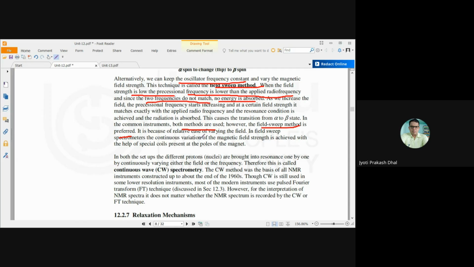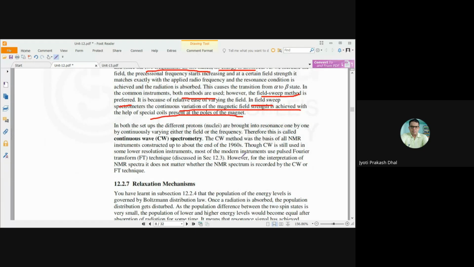It is because of the relative ease of varying the field. In the field sweep method, continuous variation of the magnetic field strength is achieved with the help of a special coil present in the poles of the magnet. So in the field sweep method, we have to continuously vary the applied field strength, so that at a particular applied field strength, resonance will occur. When resonance occurs, the nucleus will undergo flipping.